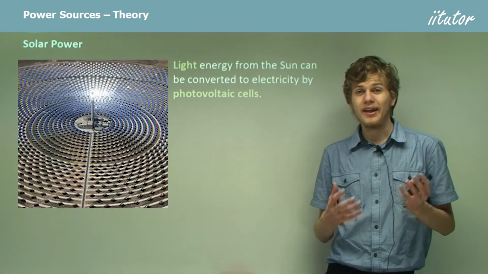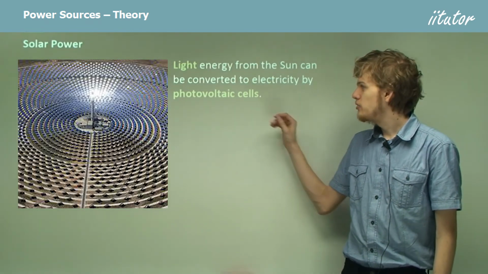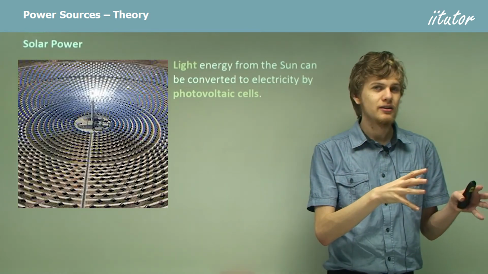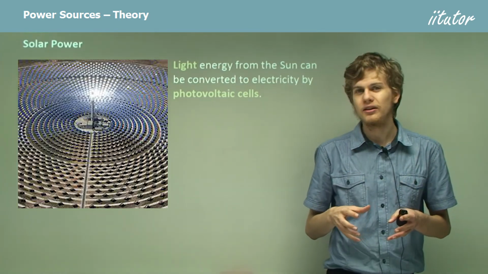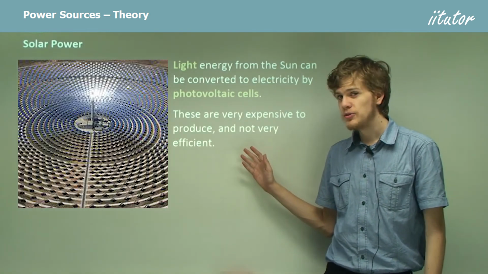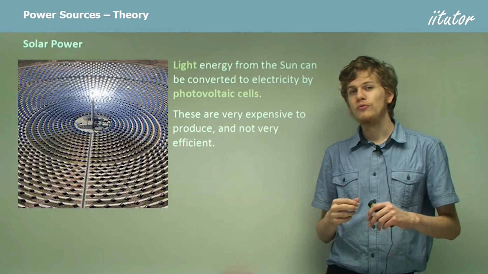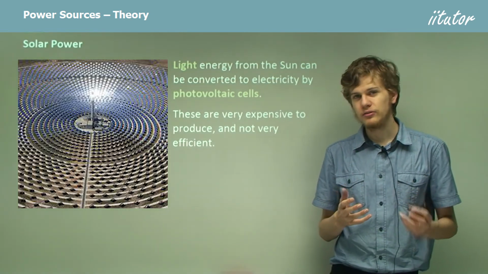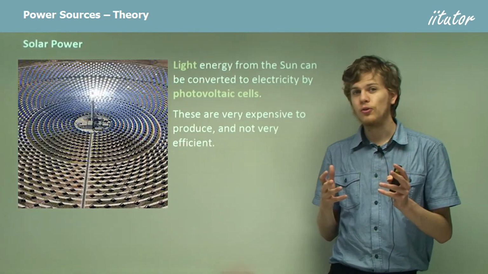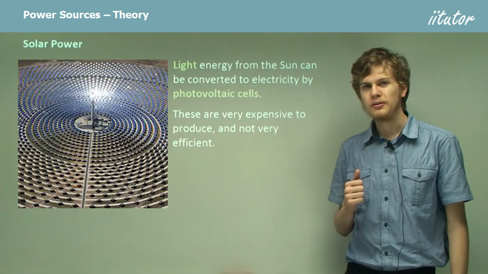Another way that we can get energy to produce electricity is from light. By using devices called photovoltaic cells, we can transform light energy directly into electrical energy without any intervening steps. These are quite expensive to produce, and they're not very efficient. Most photovoltaic cells will convert less than 30% of the light energy they receive into electrical energy. The best photovoltaic cells can produce slightly more, but they're still under 50%.